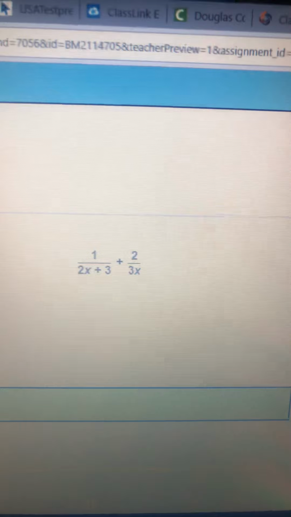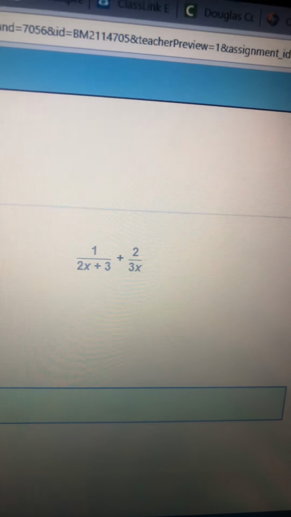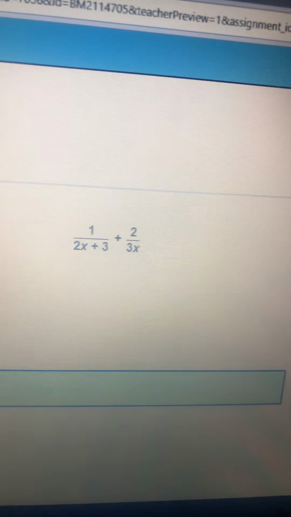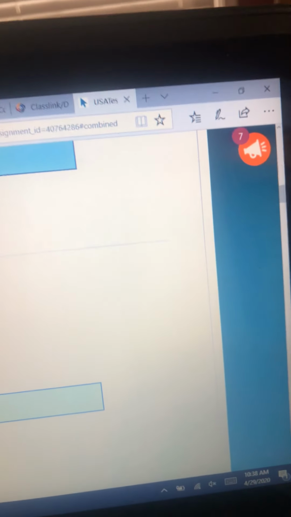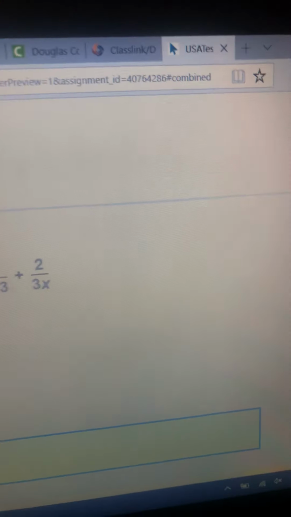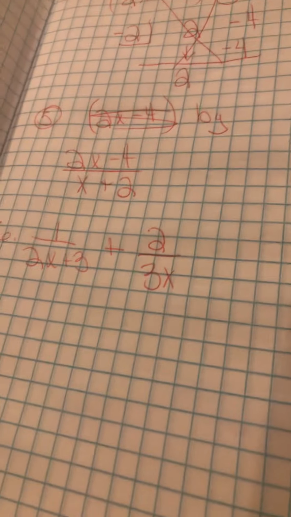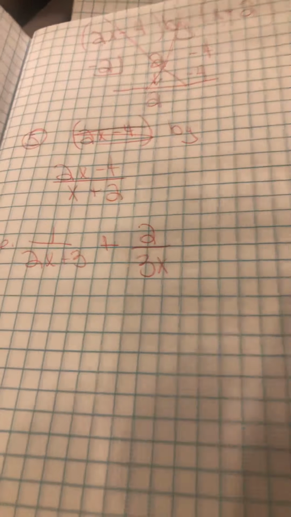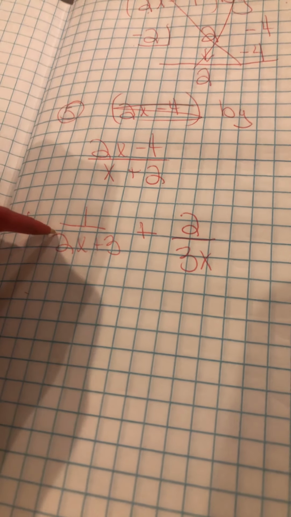So number 6, it says to simplify. So what I have here for number 6 is 1 over 2x plus 3, and then we are adding that by 2 over 3x. So once again with this one, we've got an addition problem that I really shouldn't have put on here. So really all you're going to do is we need a common denominator between 2x plus 3 and 3x.